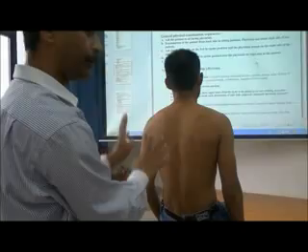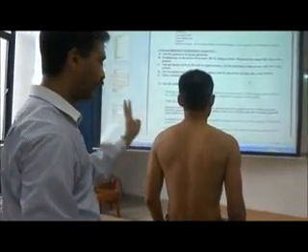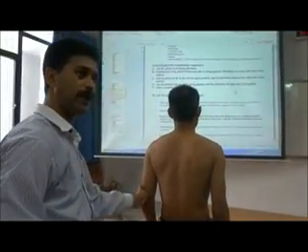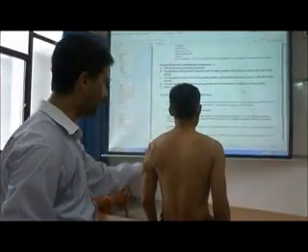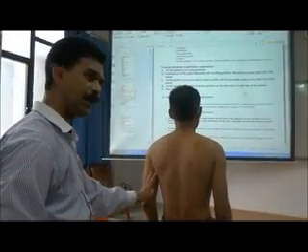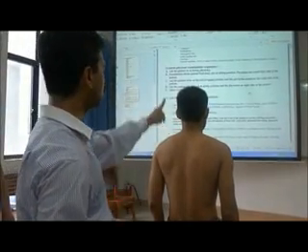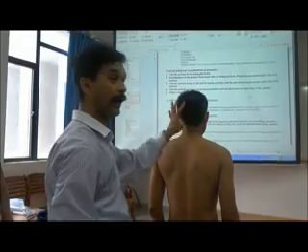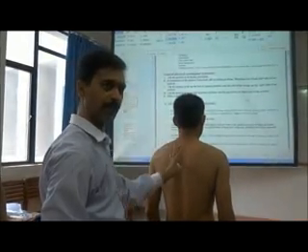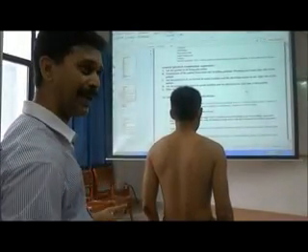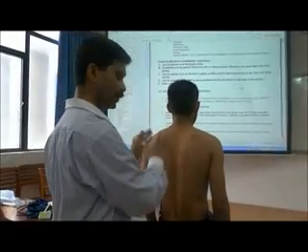Check if there is any pigmentation, any scar mark, any other deformity, any swelling, any injury or any kind of open wound. You need to check the hairstyle or hair distribution also. And then you need to check from the back.